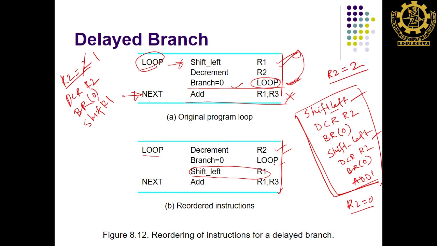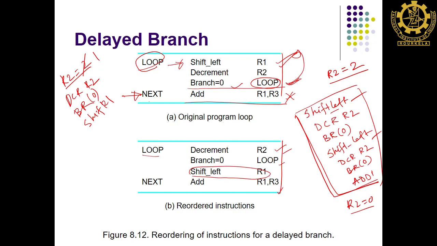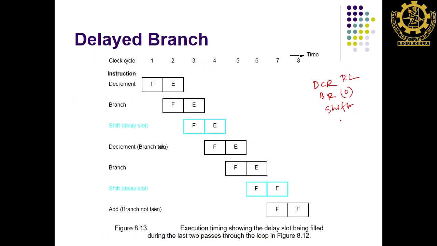So, for simplicity, we imagine that an instruction is executed in 2 phases, only fetch and execute. So, we will come here. What was the order? The order was first decrement, then branch, and then shift. So, decrement, branch, shift and then add. This was the instruction sequence. Now I said the instruction has 2 phases.